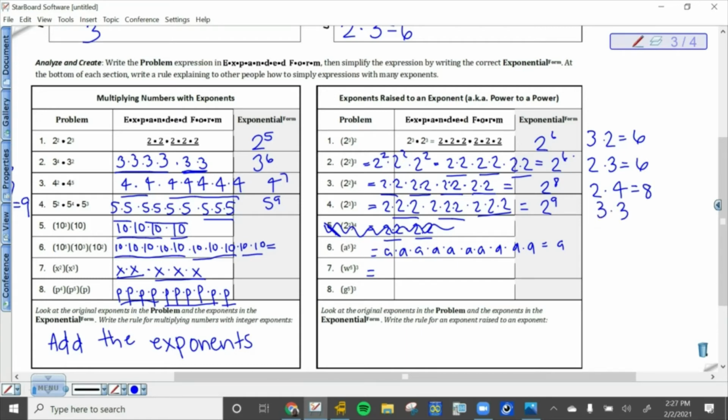What's 3 times 3? 9. So it became 2 to the ninth. So if we are raising an exponent to another exponent, we need to multiply the exponents. Right? So let's flip over to the other side.